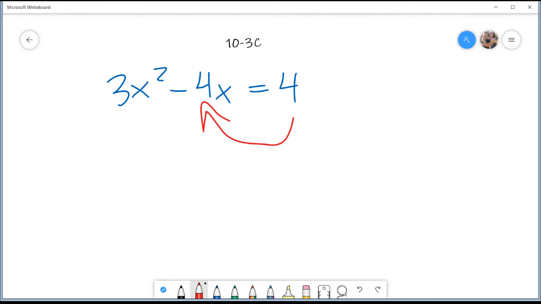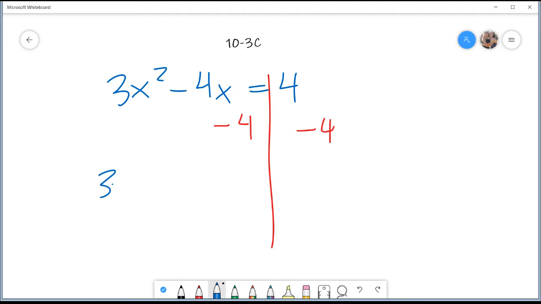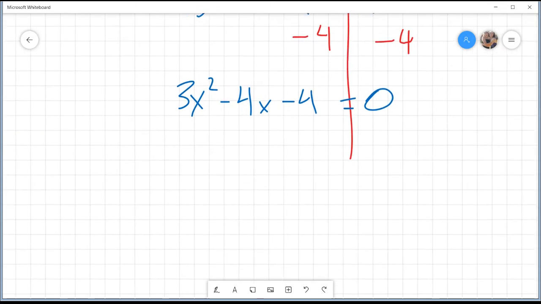Your goal is always to make sure that your equation has a positive number in front of the x squared. That means your a term is positive, so we want to move our terms in that direction. We are going to do that by subtracting 4 from both sides. That's going to give us 3x squared minus 4x minus 4 equals 0. Now we're at the point where we can factor.